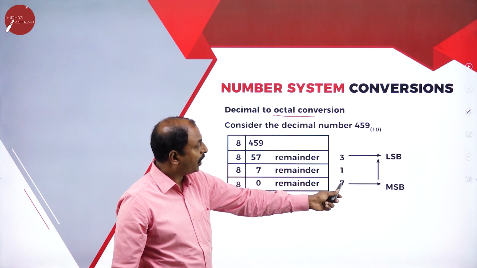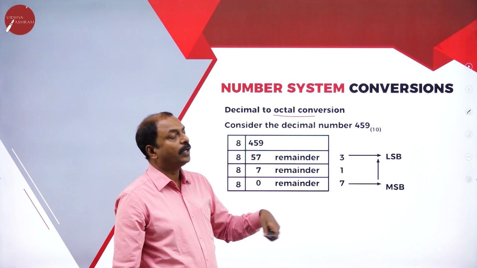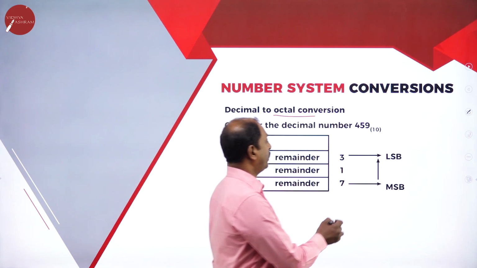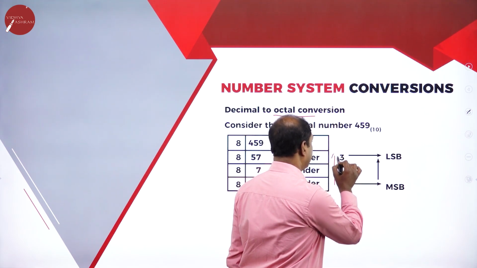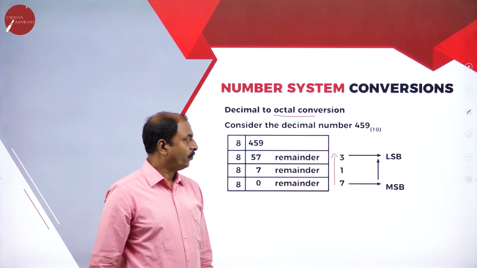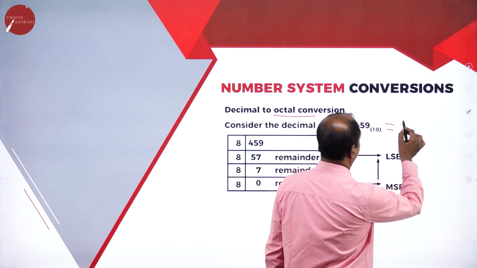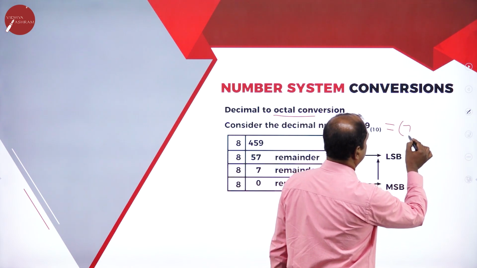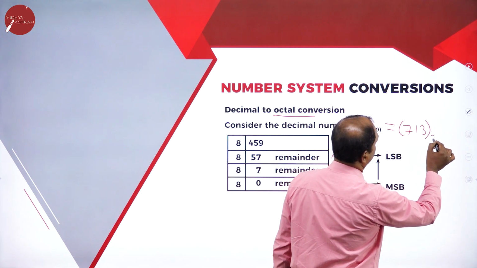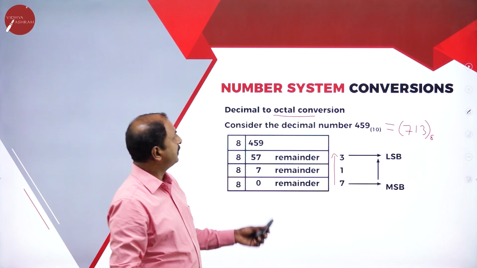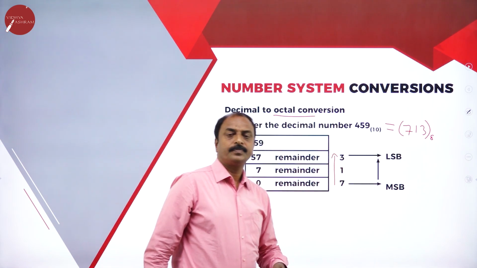So this is how we do the decimal to octal conversion, and as usual we have to store the answer like this. So this is 713. So 459 of base 10 is equivalent to 713 of base 8. So this is a decimal to octal conversion.